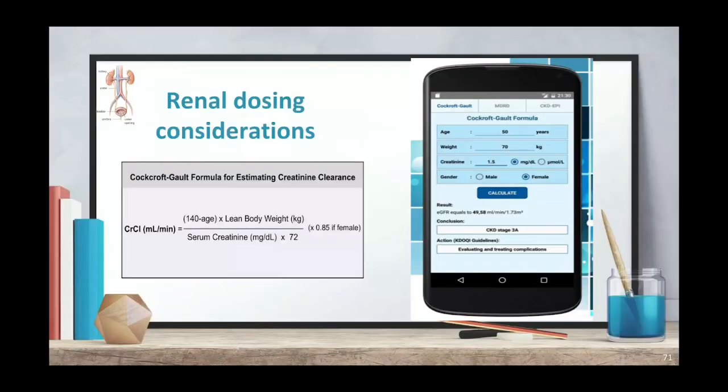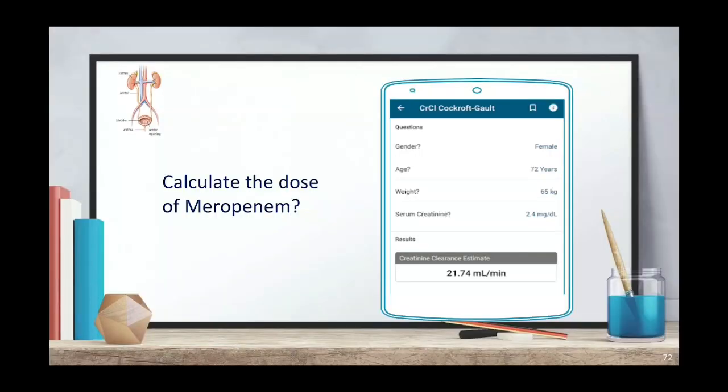Another important point for optimizing and individualization of antibiotic therapy is renal dosing considerations. This is done by the Cockcroft-Gault formula for estimating creatinine clearance. So the creatinine clearance is 140 minus age, into lean body weight in kilogram, divided by serum creatinine into 72, and into 0.85 if female. Many applications are now available to calculate the renal dosing by the Cockcroft-Gault equation.